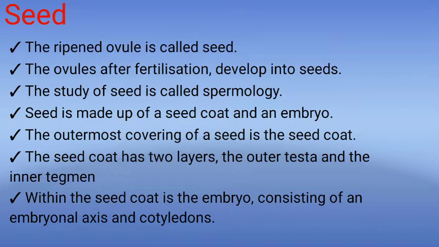The outermost covering of a seed is called the seed coat. The seed coat is composed of two layers. The outer layer is called testa and the inner layer is called tegmen. Within the seed coat, the seed contains an embryo. The embryo consists of an embryonal axis and cotyledons.